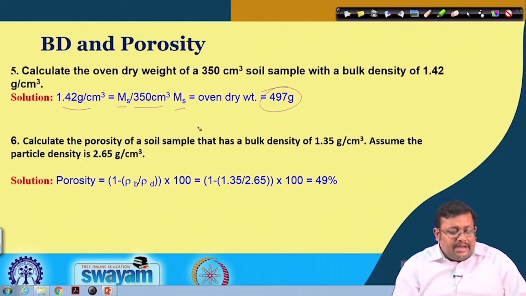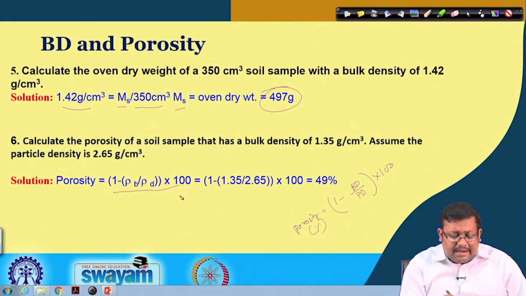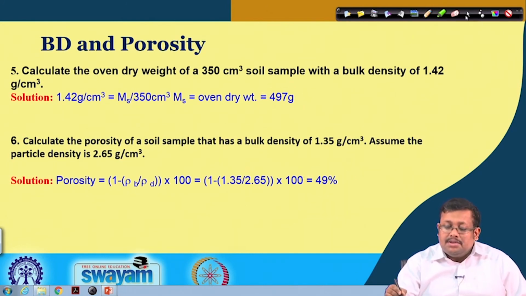The number 6 question is calculate the porosity of a soil sample that has a bulk density of 1.35 gram per cc and assume the particle density at 2.65 gram per cc. Now, we already know the formula, porosity is 1 minus BD by PD into 100. So, porosity is basically expressed in terms of percentage. So, you can see 1 minus bulk density by particle density multiplied by 100. Here the bulk density is 1.35, and the average particle density of mineral soils is 2.65 gram per cc. So, we can calculate the porosity, that is 49%. So, now you know how to calculate the porosity from the bulk density and particle density.